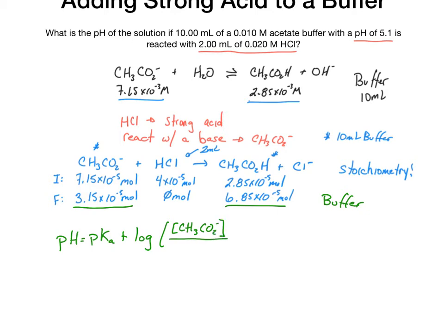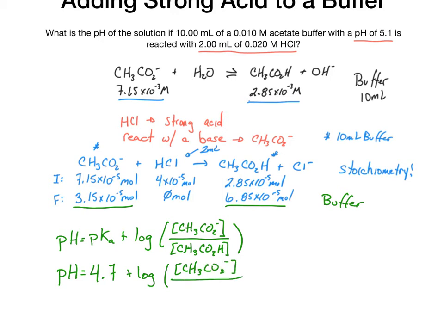And so that's the concentration of my base divided by the concentration of my acid. Okay, and so I want to find the pH. I know that the pKa of acetic acid is 4.7 because that's what we've been working with, plus the log of the concentration of the acetate. Oh, that's the wrong formula. Divided by the concentration of the acetic acid. So now I have to be able to find these concentrations.